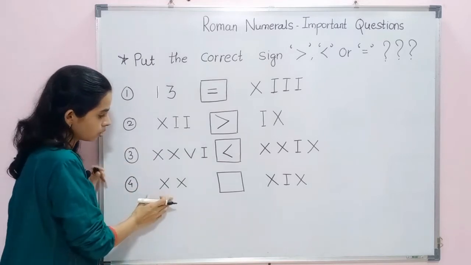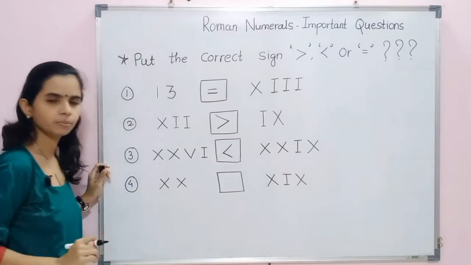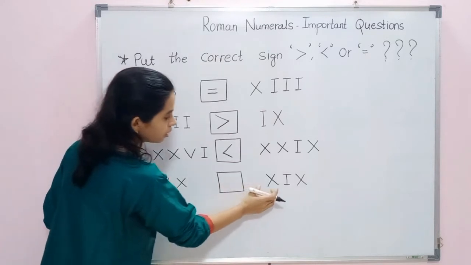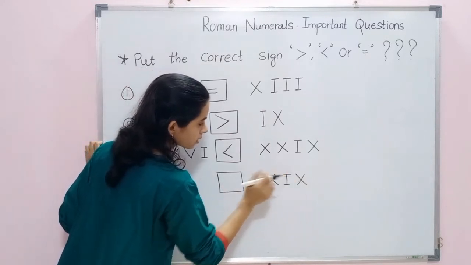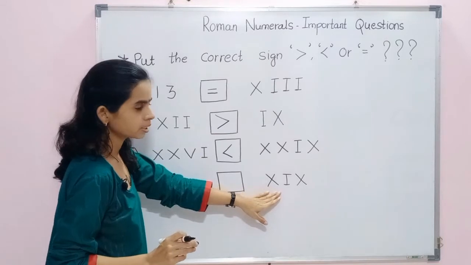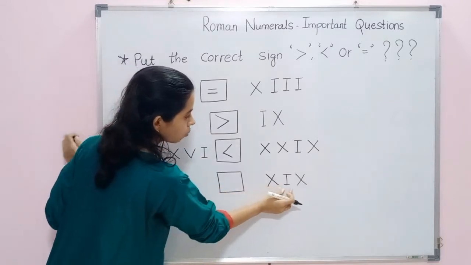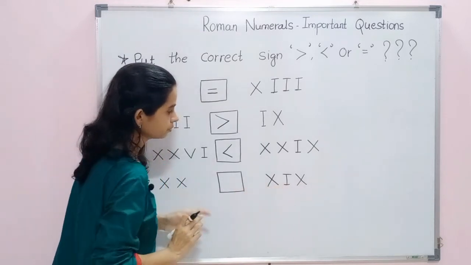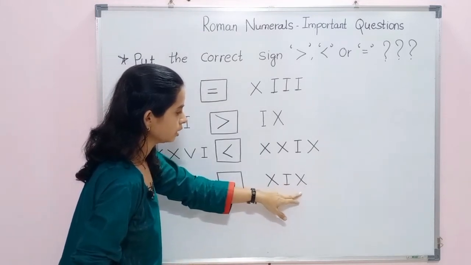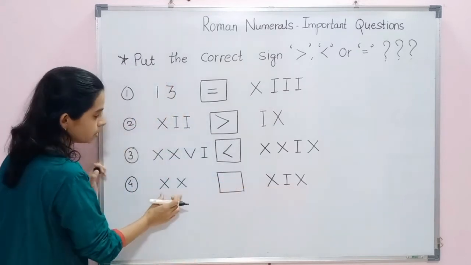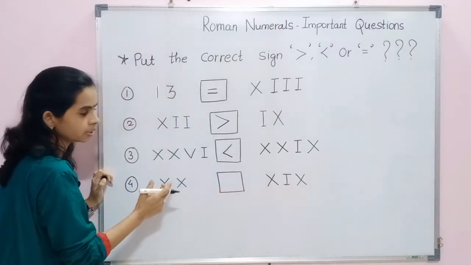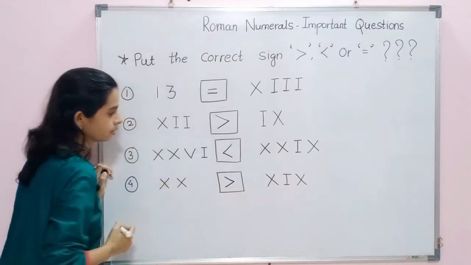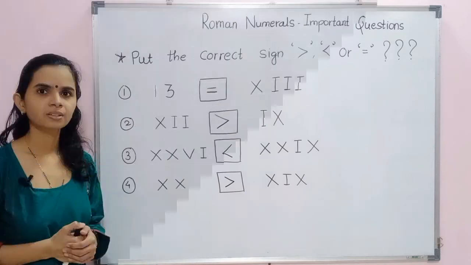Next, the symbol is XX, which means the value of this symbol is 20. And here, XIX: again the value of X is 10, and one number less than the value of X, that is 9, means the value of this symbol is 19, and the value of this symbol is 20. 20 is always greater than 19, so here we will put the greater than sign. In this way you can solve this type of questions.